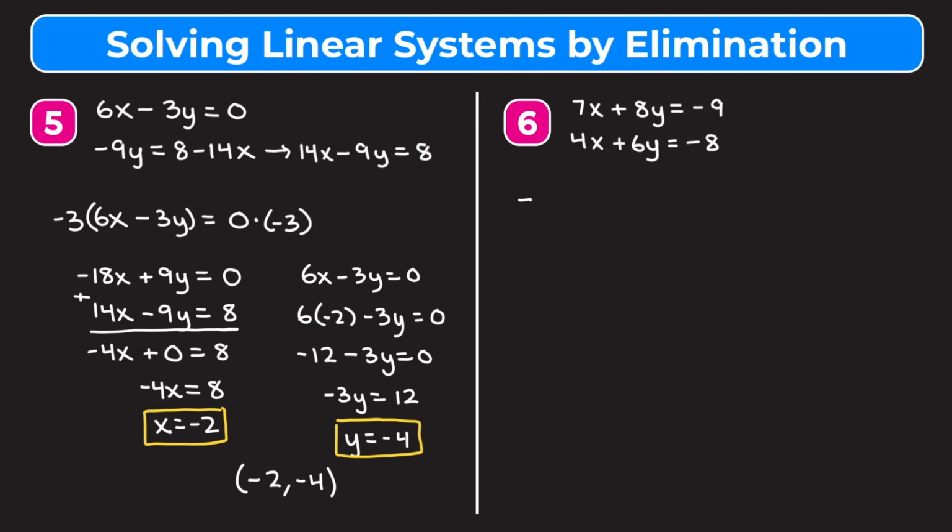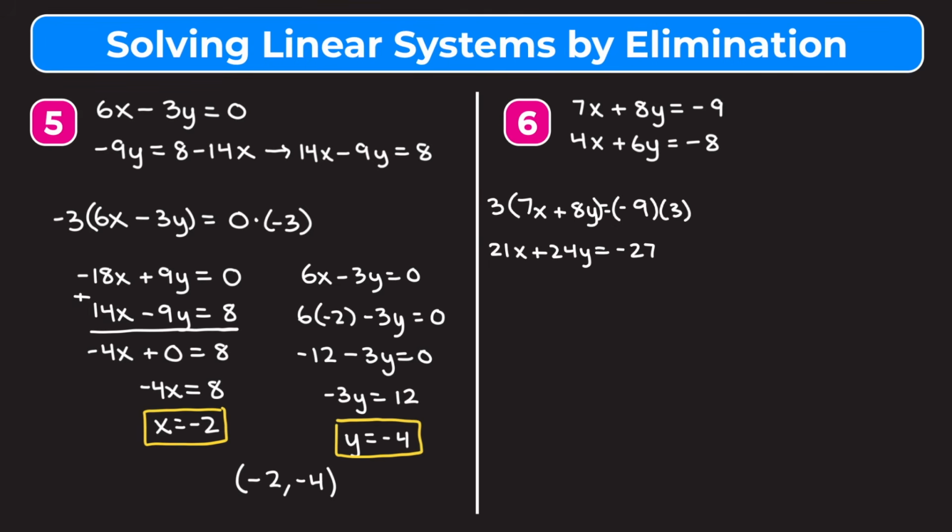So I'm going to take the top equation, 7x plus 8y equals negative 9. And to turn 8y into 24y, I need to multiply by a positive 3. So I'm going to multiply both sides of my equation by positive 3. On the left side, when I distribute that out, I'm going to get 21x plus 24y. And on the right side, negative 9 times 3 is negative 27.